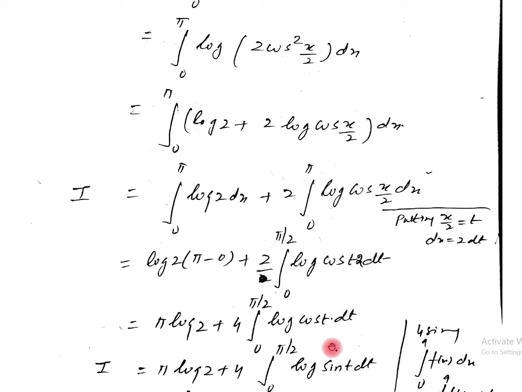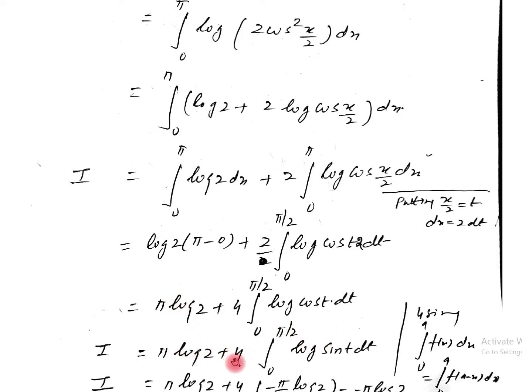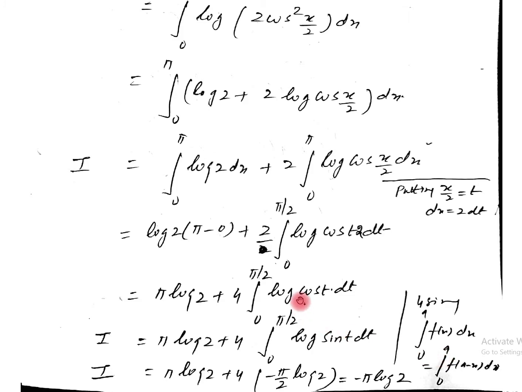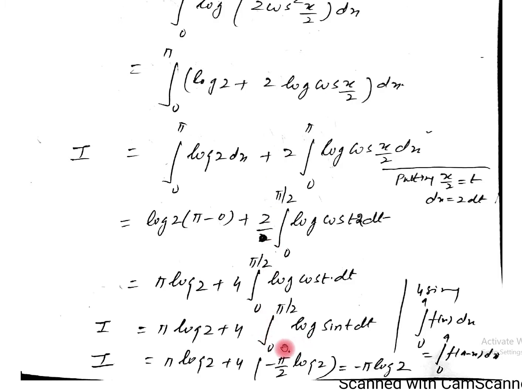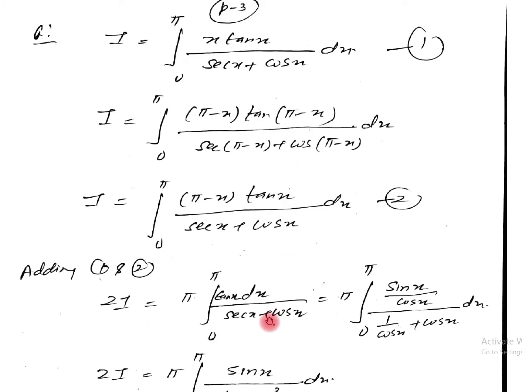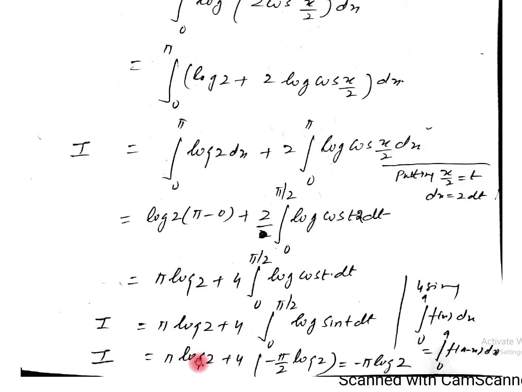Then again using the property, it becomes pi log 2 plus 4 times, again using this property here, log sin t dt. Now in the previous question we know the integral 0 to pi by 2 of log sin t dt equals minus pi by 2 log 2. Putting the value of the integral from the previous question and simplifying, I get I equal to pi log 2 plus 4 times minus pi by 2 log 2. Simplifying these expressions, I equal to minus pi log 2. So these two questions are interrelated with each other, and both are important questions of the exercise.